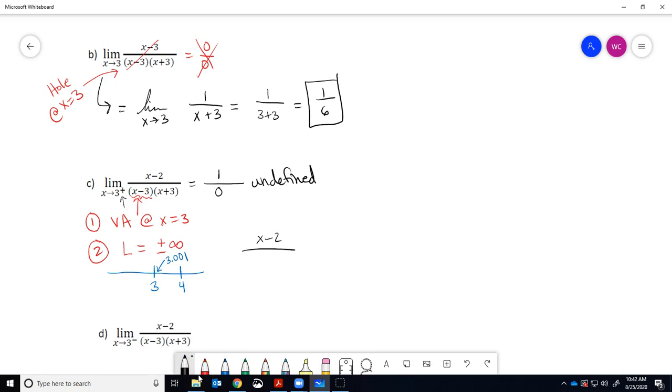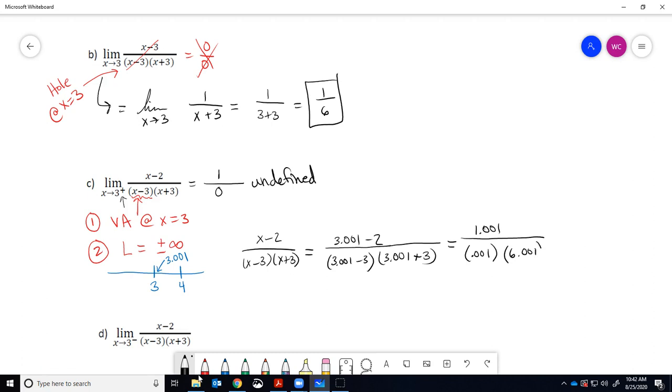x minus 2 over x minus 3 times x plus 3. And let's see what our function approaches. So 3.001 minus 2 over 3.001 minus 3 times 3.001 plus 3. All right, so on top, 3.001 minus 2 leaves 1.001, over 3.001 minus 3, so that's positive 0.001, and 6.001.